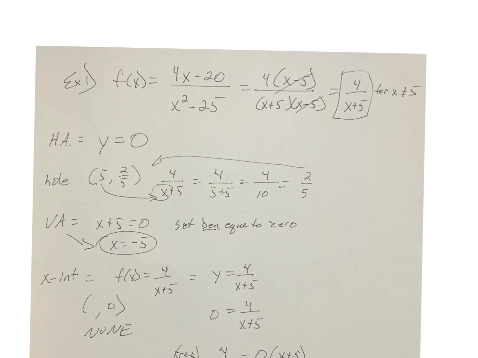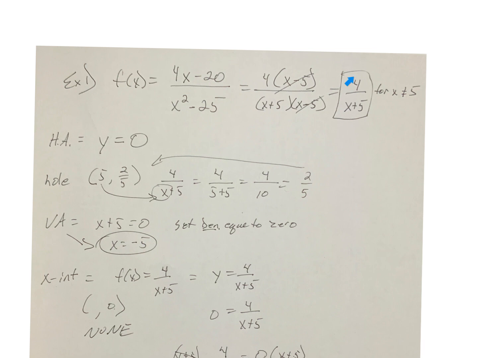As we simplify this, we can see that in 4x minus 20, we can factor out a 4, and we're left with x minus 5. In the denominator, we have the difference of two squares, so we factor it: x plus 5 times x minus 5. And you see the common factor is x minus 5. With that being the case, you would not be able to plug a 5 into this function, because if you did, 5 minus 5, you'd have a 0 in the numerator and a 0 in the denominator. So this x value of 5 is going to create the hole.